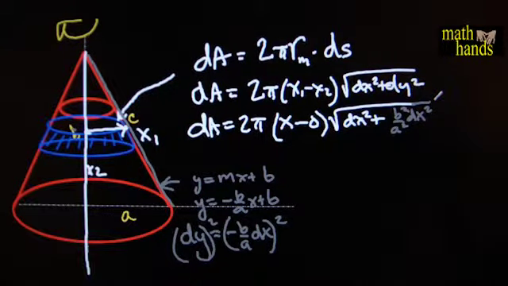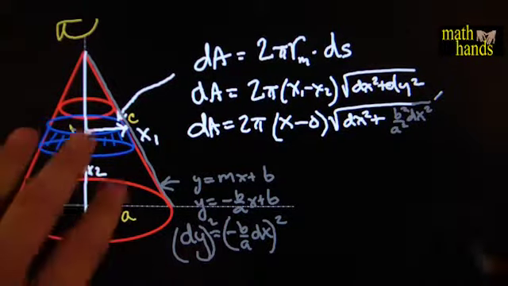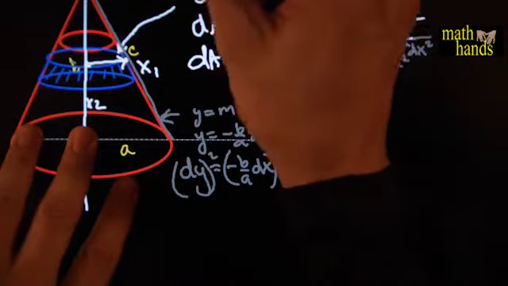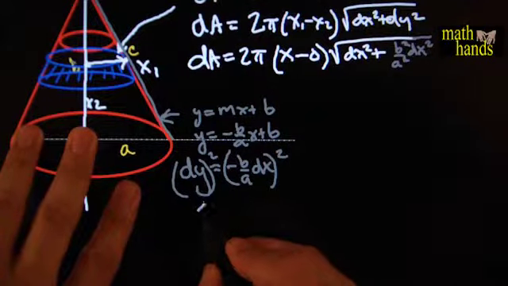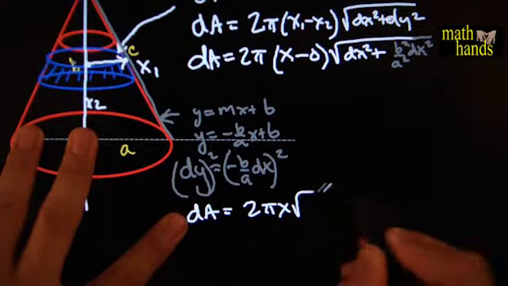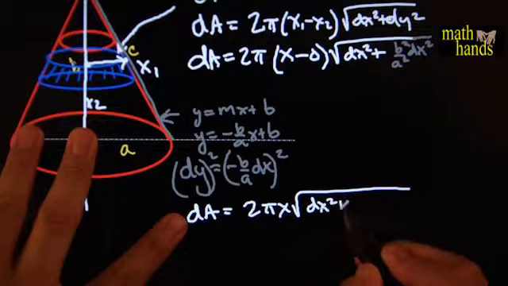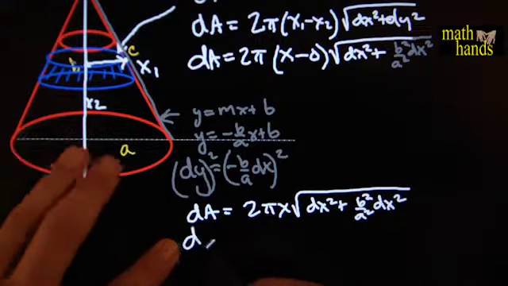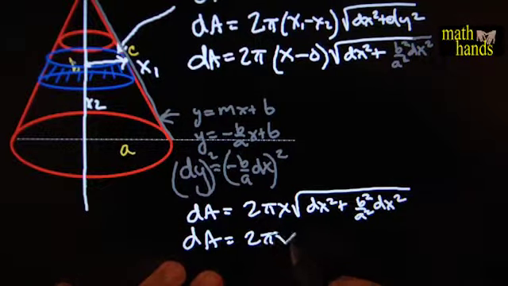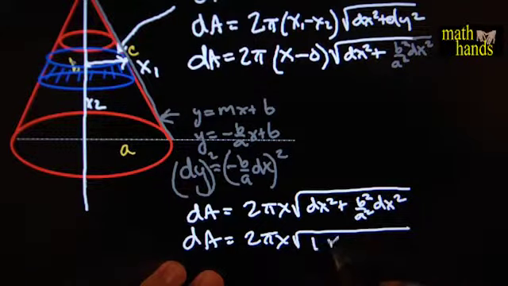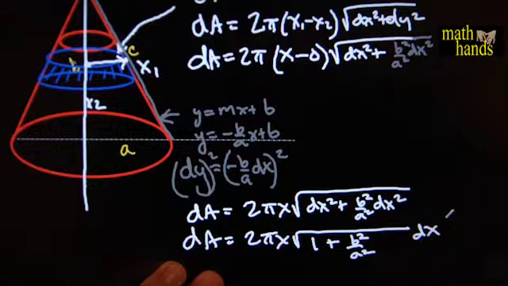Okay? As easy as it sounds, that's all you got to do, and we give ourselves a little bit more room to grow. So then our differential of A would be equal to 2 pi x square root of dx squared plus b squared over a squared dx squared. So our little differential of x would be 2 pi x. Got the dx and the dx squared there I could pull out, so it'll be 1 plus b squared over a squared dx.